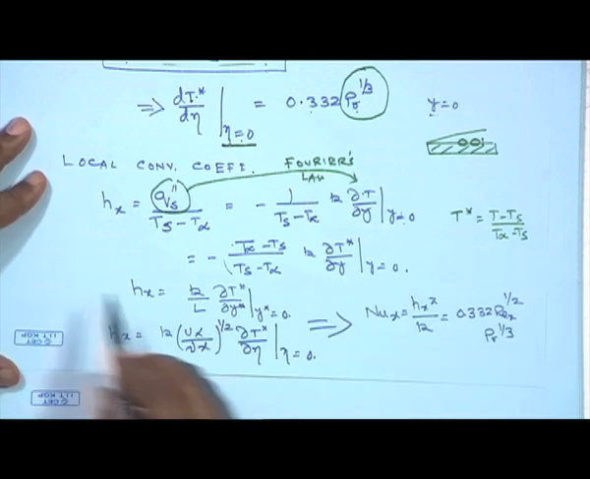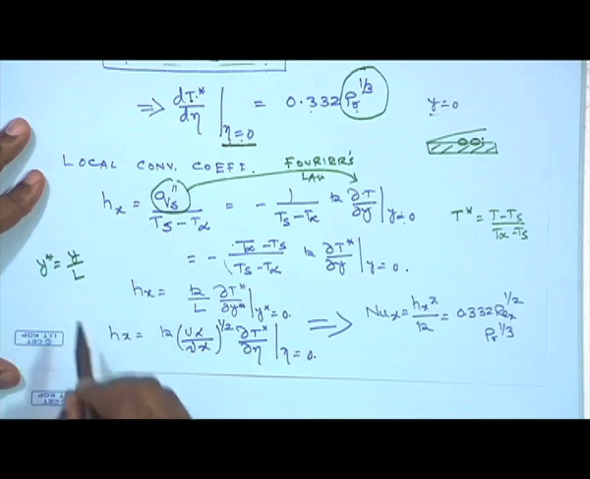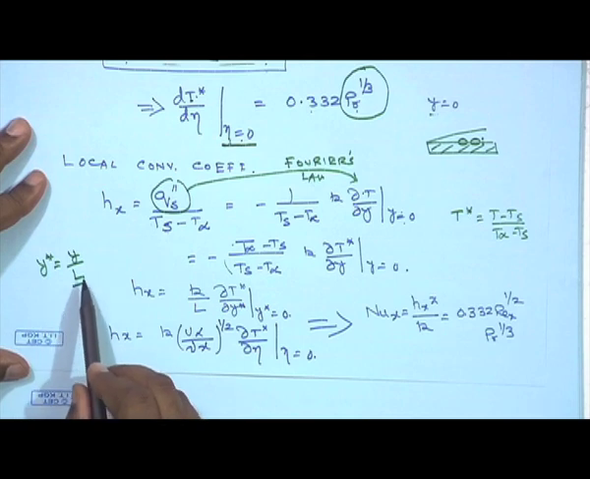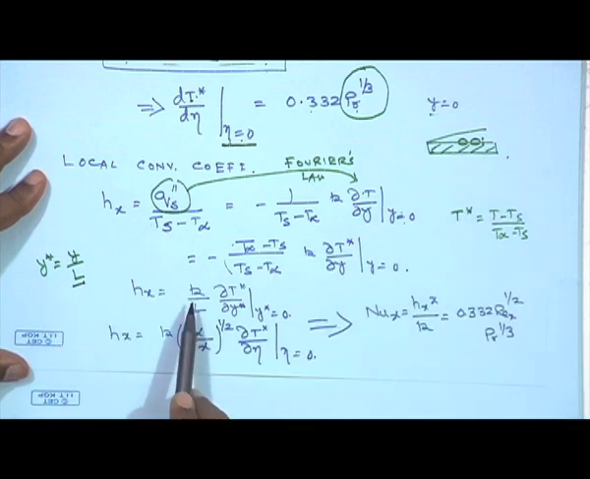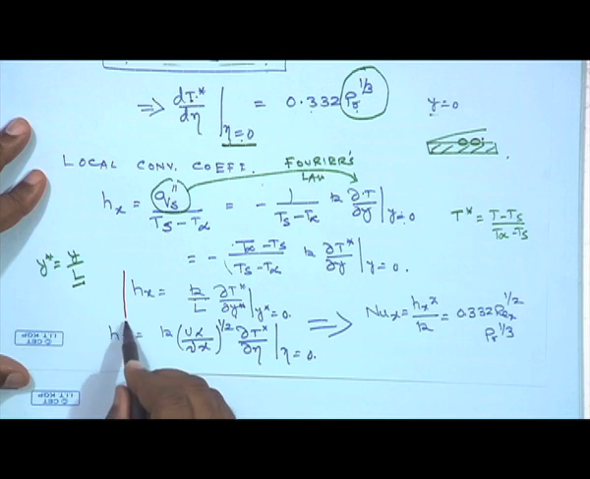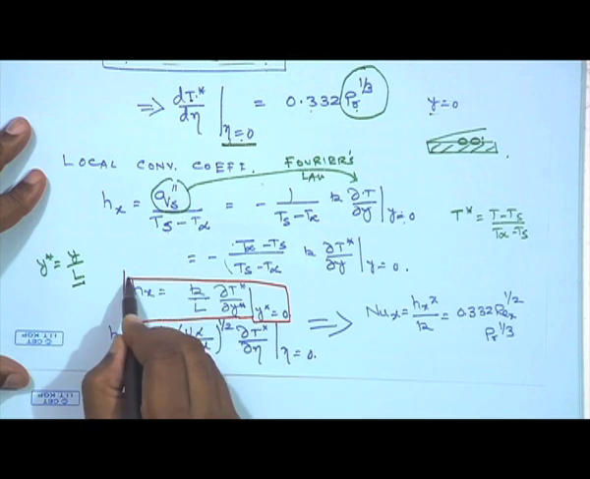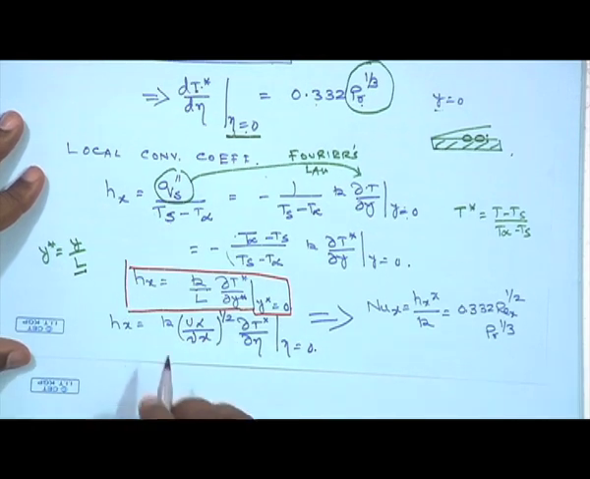define y star, the dimensionless y position, as y by L, where L is the length of this plate. So, I have a k by L which is outside, del T star del y star at y star equal to 0. I will come back to this expression to clarify something later on.